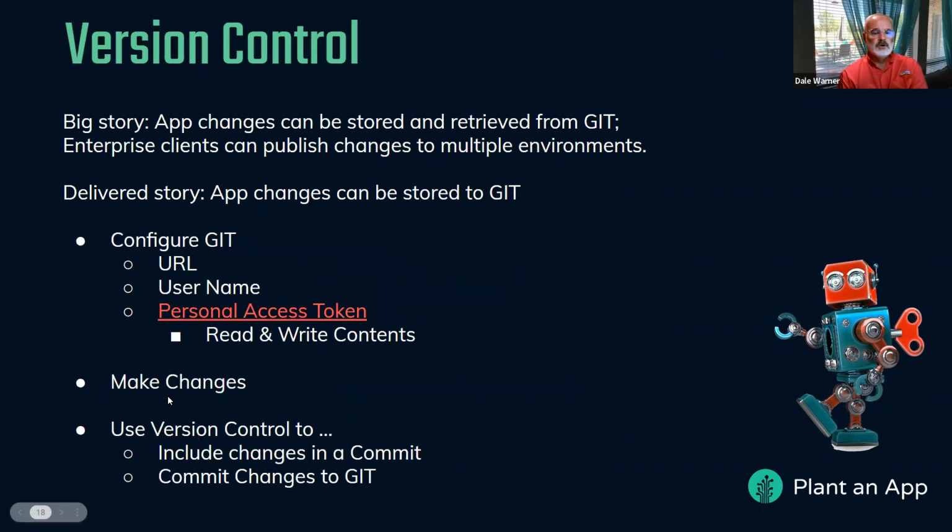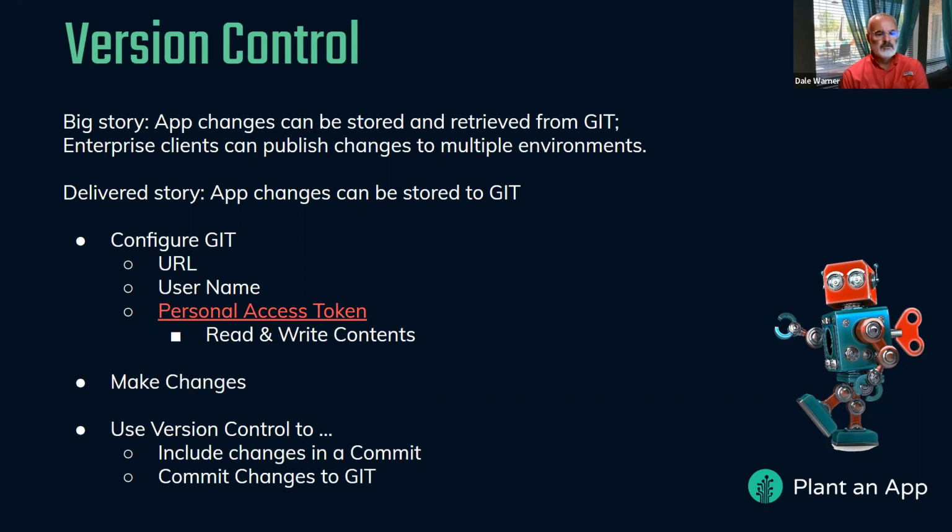The next big story is version control, and we'll be demonstrating this next. This is along those same lines, where application changes can be stored and retrieved to and from Git. And again, enterprise clients are going to be able to publish those changes to multiple environments through MIO. But what we're actually delivering is that you can now push application changes into a Git repository. We don't yet have the piece where you can pull them out, but that's part of the stories that we will be delivering in versions to come.